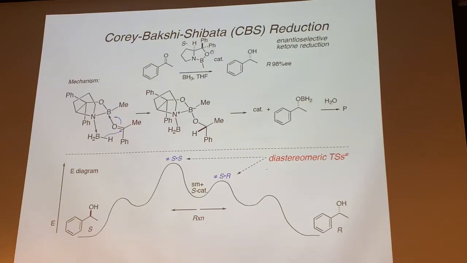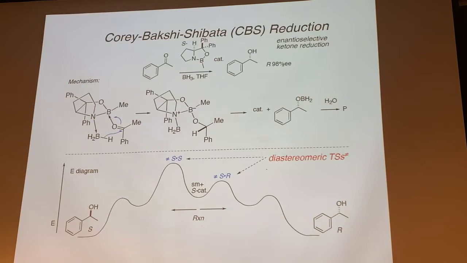This is an oxazaborolidine. It's got these 3 heteroatoms in a ring here. And it has borane, which is the actual reducing agent. But here you take a ketone that's unsymmetrical, a phenyl and a methyl, and you get the R only alcohol product in high enantiomeric excess. That's what EE stands for.